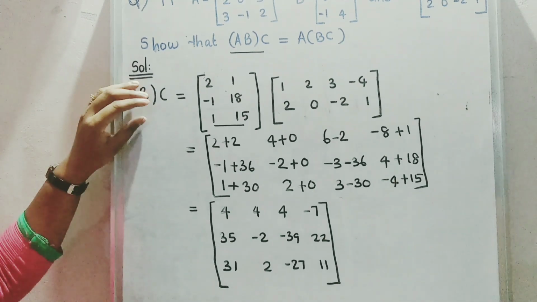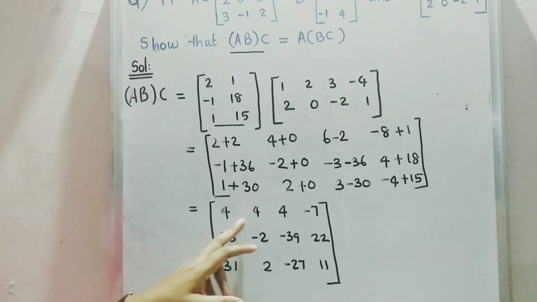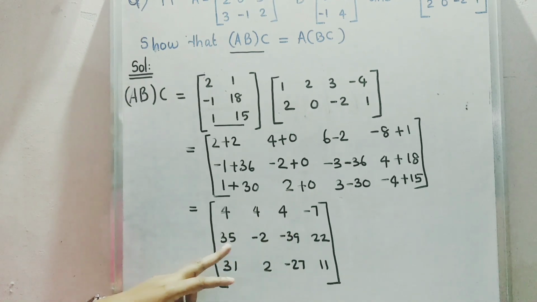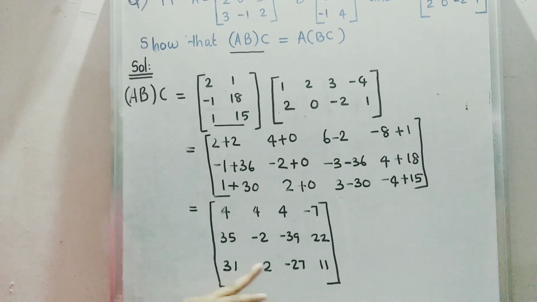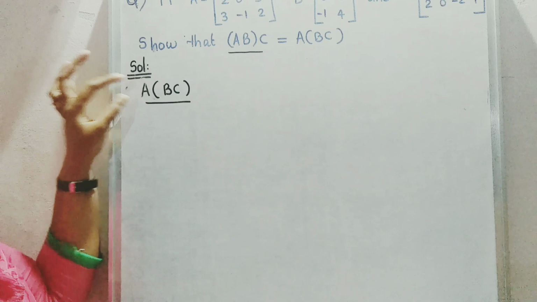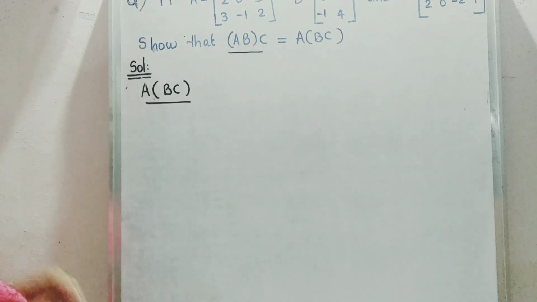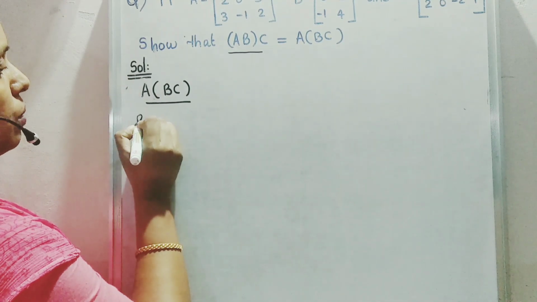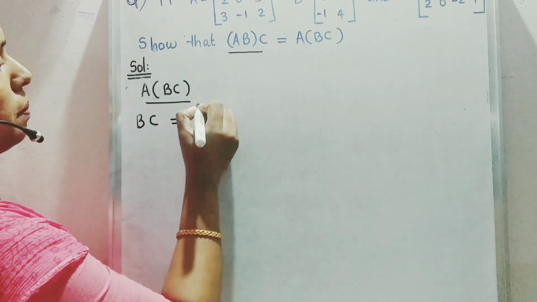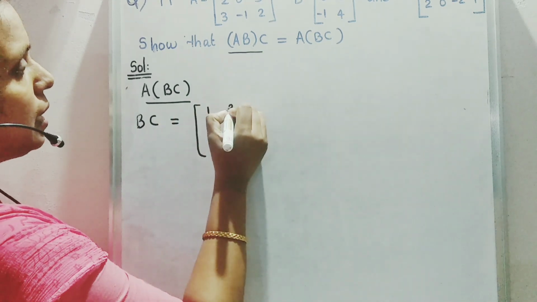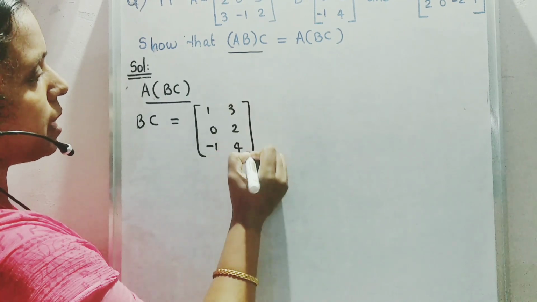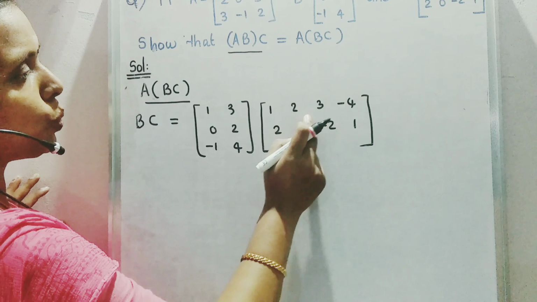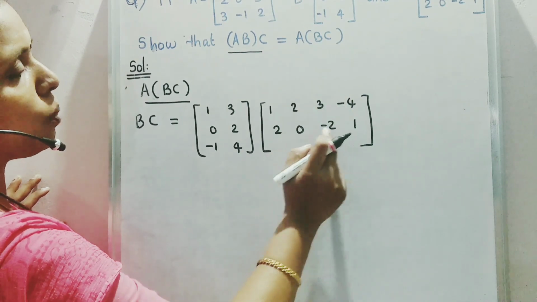Now we get AB into C equal to matrix 4, 4, 4, minus 7. Second row 35, minus 2, minus 39, 22. Third row 31, 2, minus 27, 11. Next we want to calculate A into BC. First we calculate BC. B into C. Here B is 1, 3, 0, 2, negative 1, 4. C is matrix 1, 2, 3, minus 4, 2, 0, minus 2, 1.